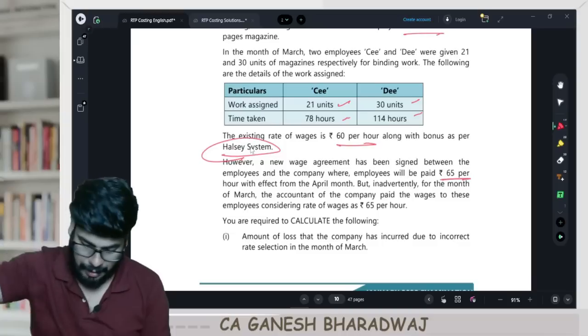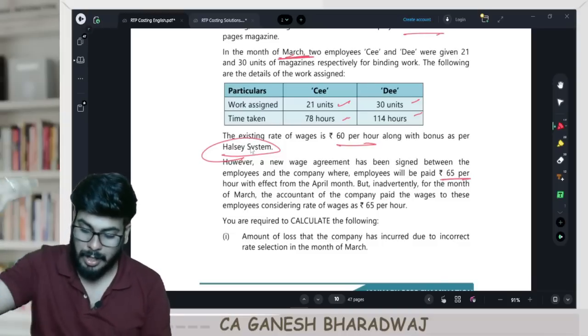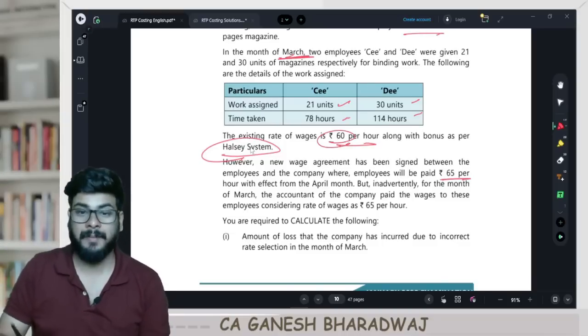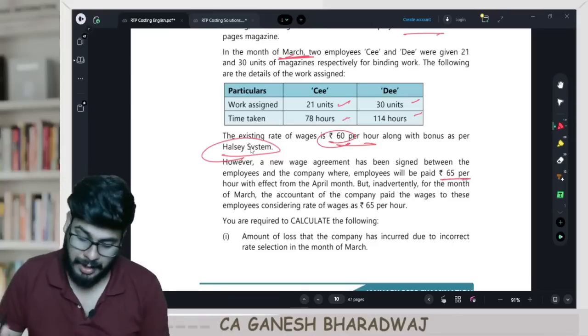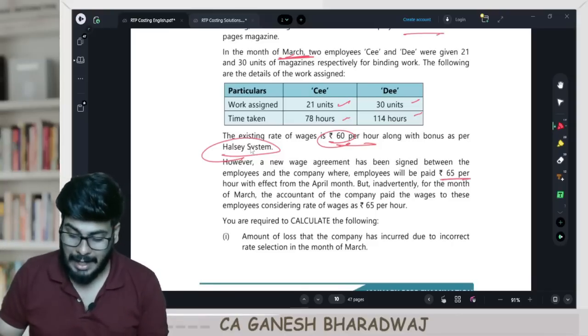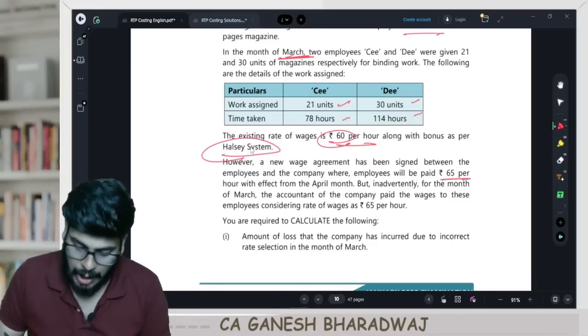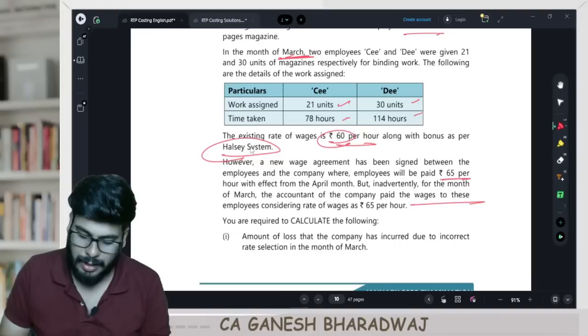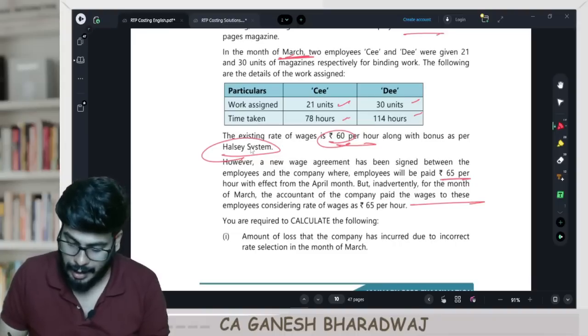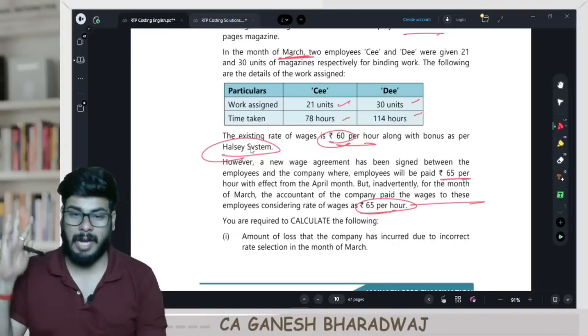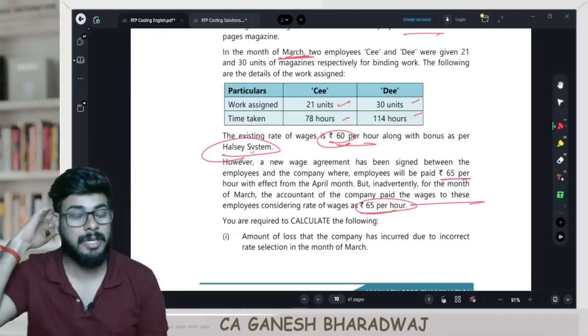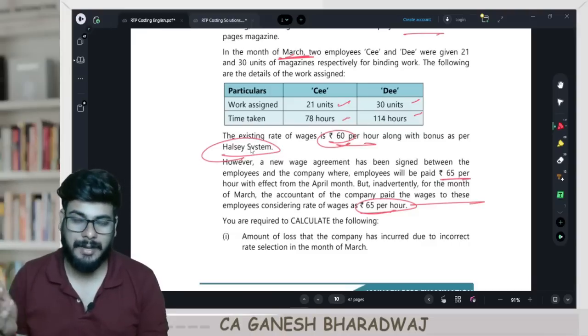That is next month, right? Currently we are in March month. So as of now, the rate is only 60. From next month onwards, it is going to be 65. This is an agreement. But inadvertently for the month of March, the accountant of the company paid the wages to these employees considering the rate of wages as rupees 65 per hour. So per hour he has paid how much? 5 rupees more. 65 minus 60.